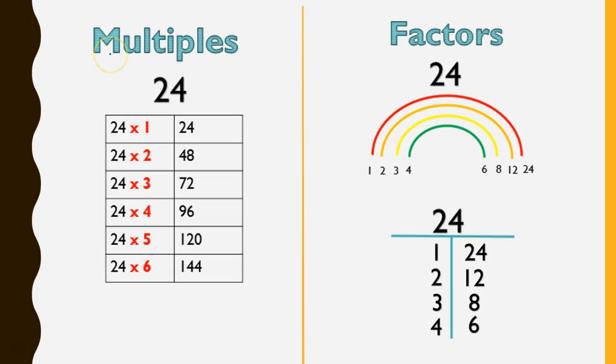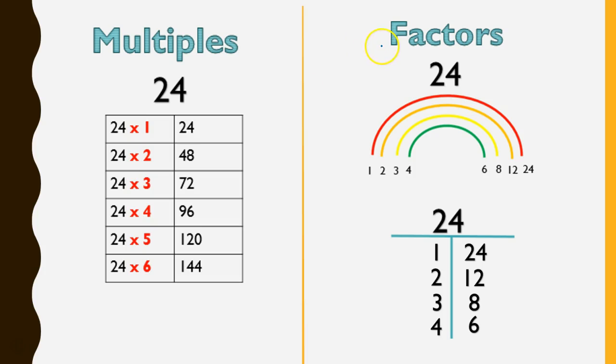Now when you're finding the multiples of a number, what you're really doing is skip counting by the number, or you could also notice that you're really multiplying times 1, times 2, times 3, times 4, and it can go on infinitely. So this list can be very, very long. Usually we only need to find a few, but you notice that the multiples of 24 are either equal to 24 or greater.